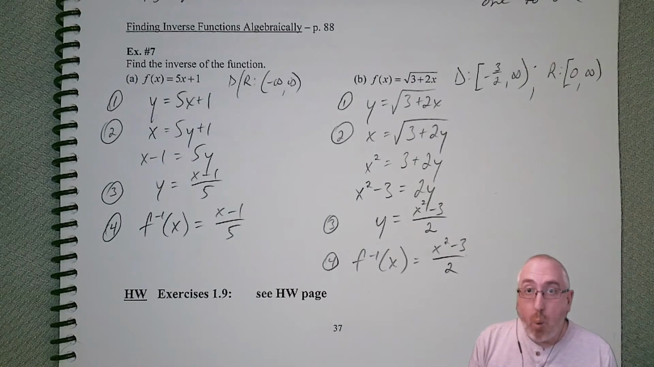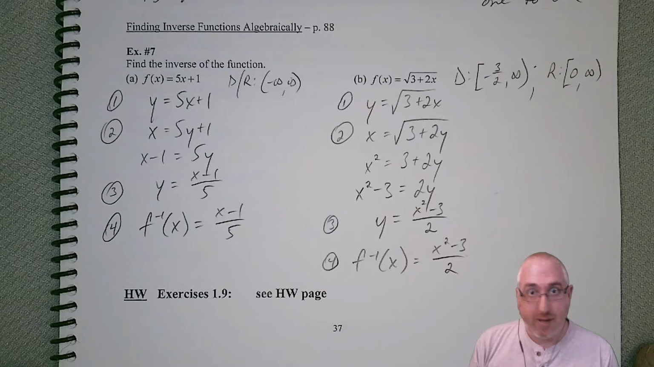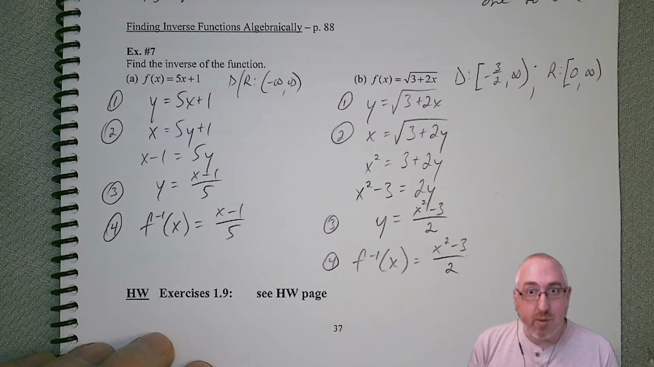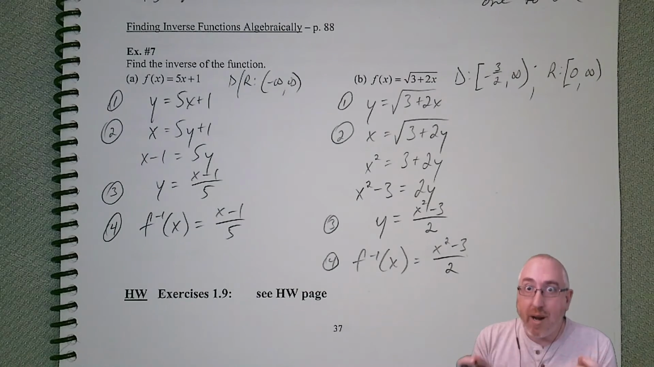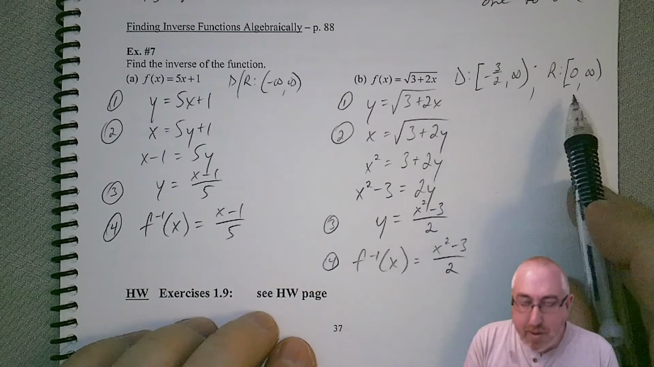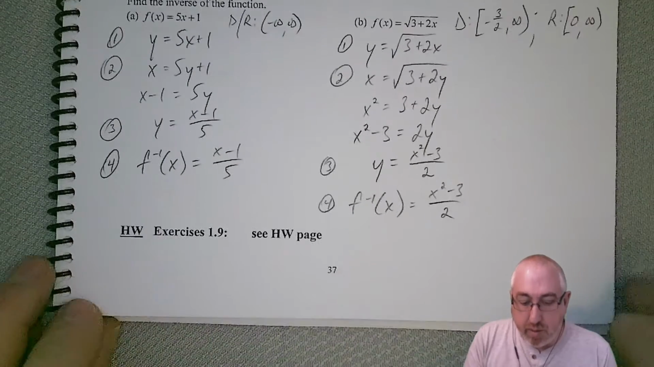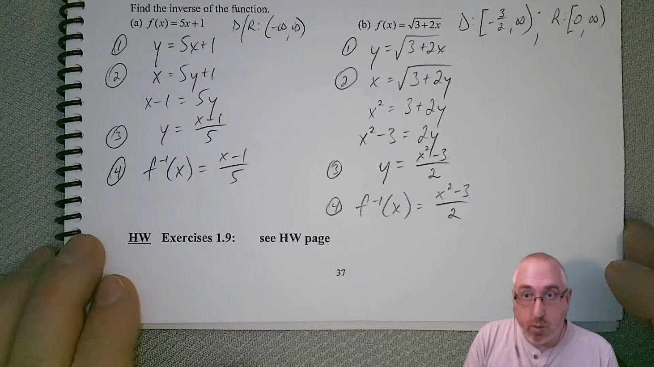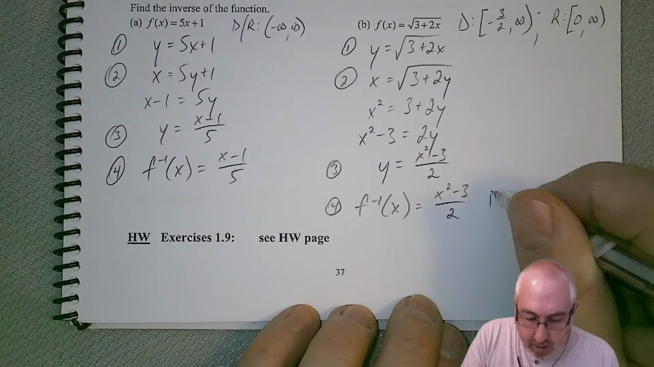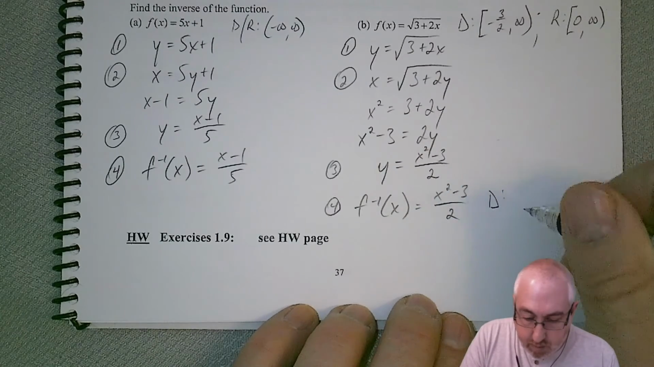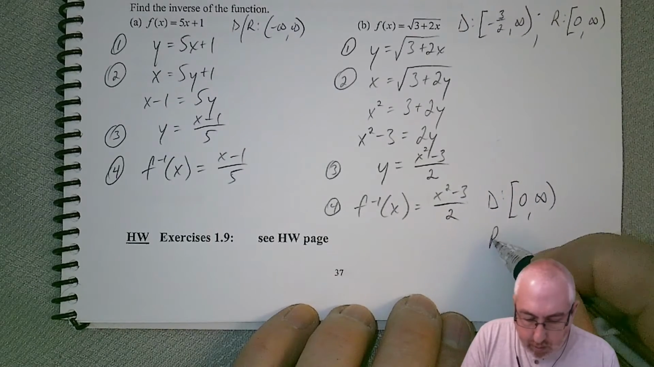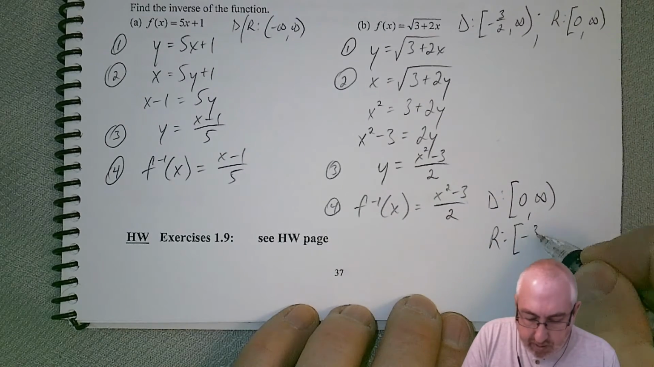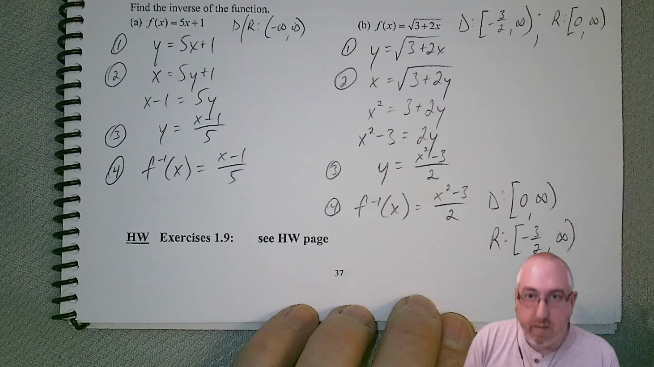So, what can you tell me about the domain and range of our inverse? Now, don't overthink this. Because remember, all we're doing is swapping the x's and y's, which swaps the domain and range. So we already have them up here, so we know what the domain and range should be for our inverse. We're just essentially swapping them. So the domain should be from 0 to infinity, and our range should be from -3/2 to infinity.